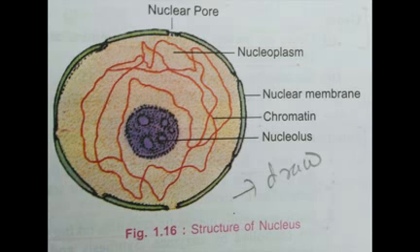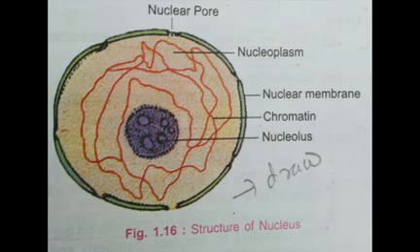The exchange of important materials occurs through this nuclear membrane. Then it contains the nuclear sap. Nuclear sap is the cytoplasm within the nuclear membrane, in which chromatin and nucleoli are suspended.